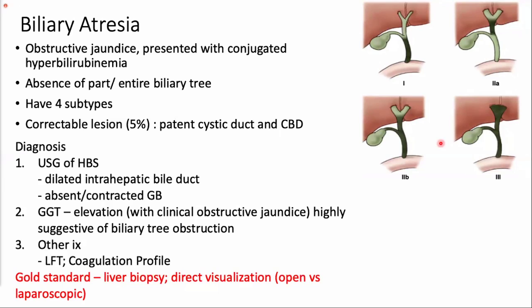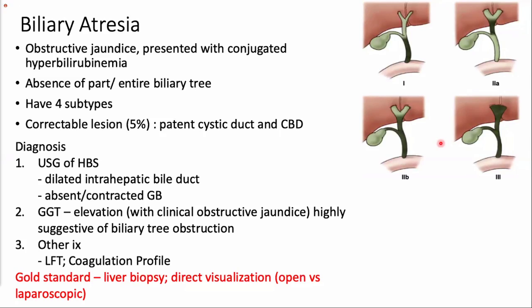For diagnosis, the gold standard, if we refer to Ashraf, is liver biopsy or direct visualization by open or laparoscopic surgery. But if you refer to the PITS protocol, we use ultrasound and also GGT, gamma glutamyl transferase. In ultrasound of the hepatobiliary system, the commonest cause of biliary atresia is actually the third type, total obliteration of the biliary tree. So what we'll see is absence of a contracted gallbladder because there's no bile flow to the gallbladder, so during ultrasound we won't see the gallbladder there. And also we have dilated intrahepatic ducts, obviously, because the bile is obstructed. There's no outflow, so it will congest the intrahepatic bile ducts.